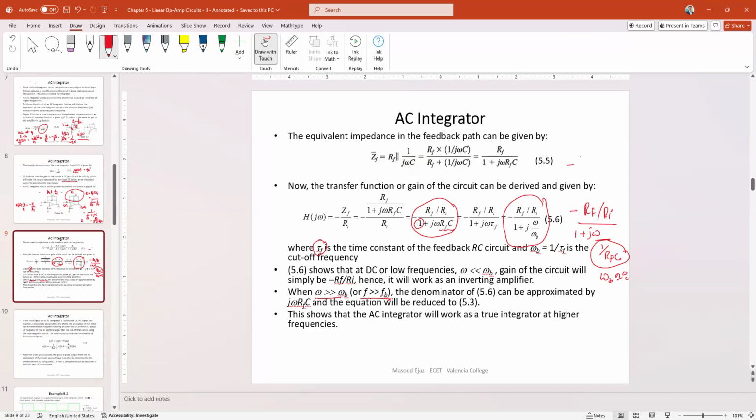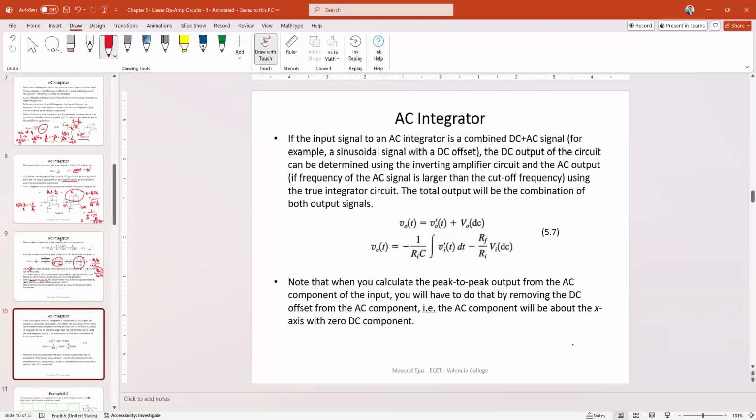However, if your operating frequency is quite larger than omega B, then the circuit is going to operate exactly as the true integrator. It's basically going to shape the waveform of the input to the output, or it's going to add up all the area under the curve of the input waveform and project the output based on that. So that is how it's going to work.